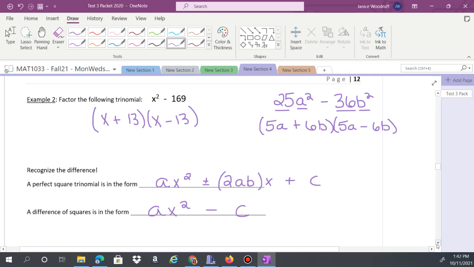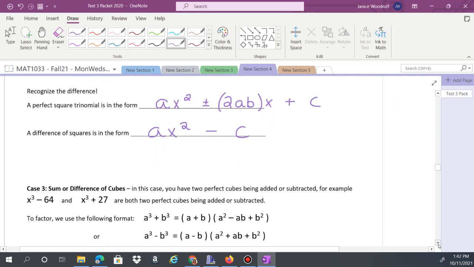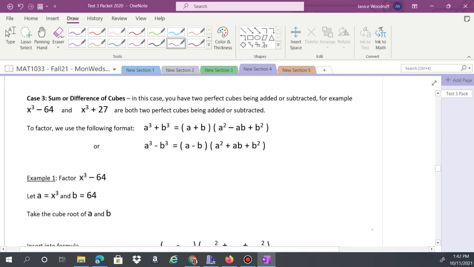All right, the next one is a little bit harder to recognize and follow. Not to recognize, but just to follow, because you have to follow this special formula here. So this is sum or difference of cubes. To recognize it, you're going to see a cube: something cubed, x cubed, a cubed, b cubed, some letter being cubed. They're going to be perfect cubes, so you want to remember that list of the ones I gave you.